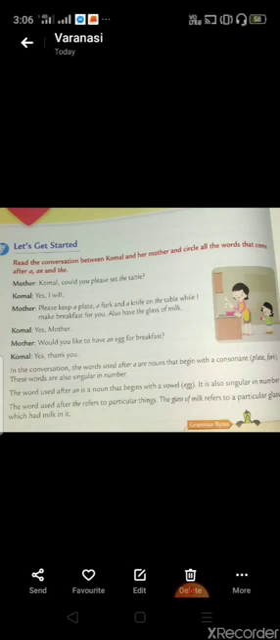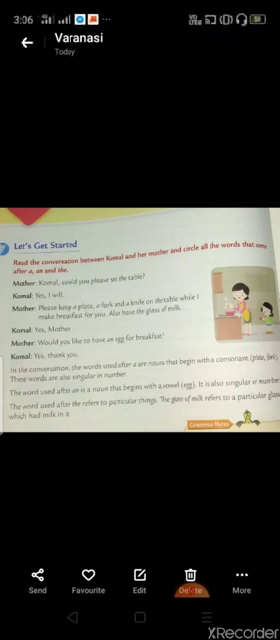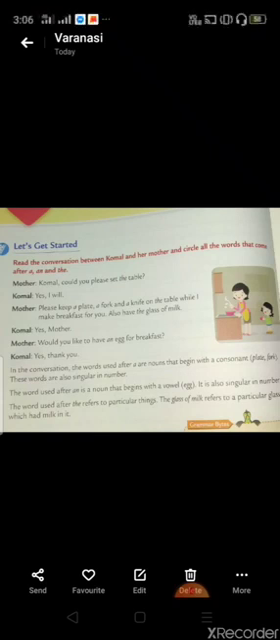In the conversation, the words used after a are nouns that begin with a consonant: plate, fork. These words are also singular in number. The word used after an is a noun that begins with a vowel. It is also singular in number. The word used after the refers to particular things. The glass of milk refers to a particular glass which had milk in it.